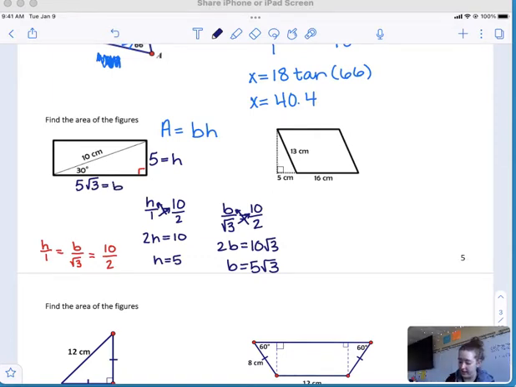So when we're going to find this area, I'll take the base, which was 5 square root 3, and multiply that by my height, which was 5. So remember, when we're multiplying together numbers with radicals, we multiply the same types of numbers together. So 5 and 5 are both normal numbers, so that'll be 25, and then the square root of 3 comes along for the ride. So that'll be 25 square root 3 centimeters squared.